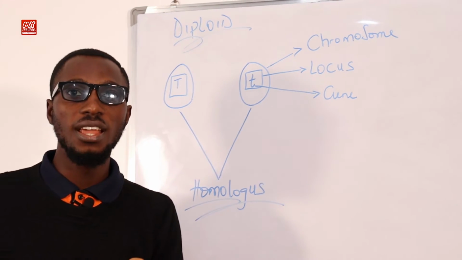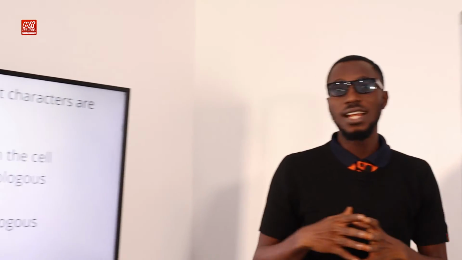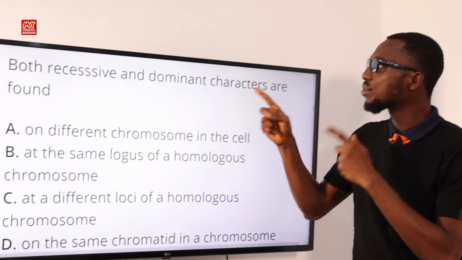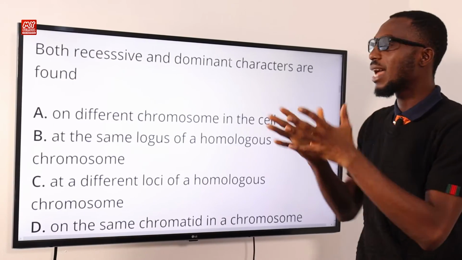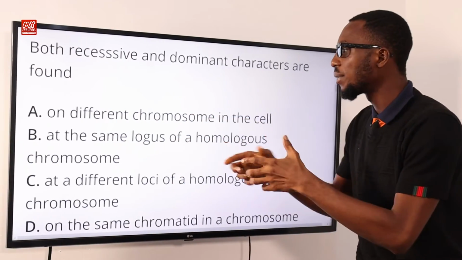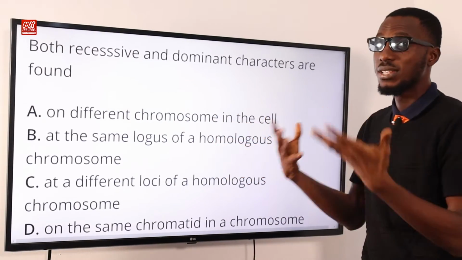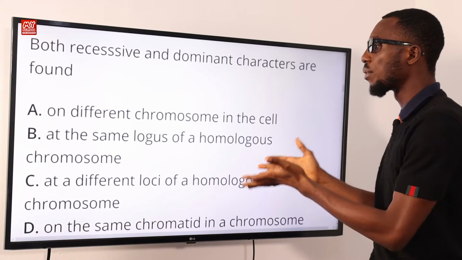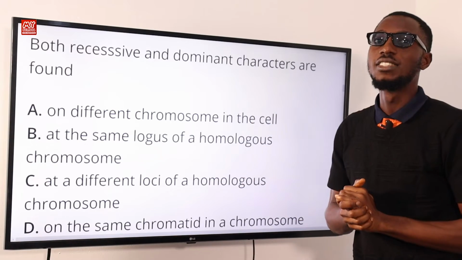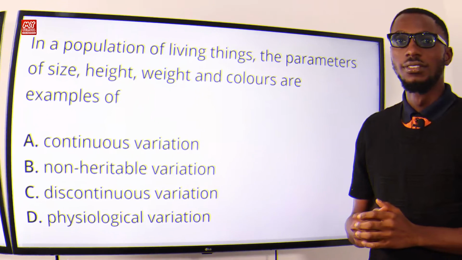So let's go back to the white screen and select the correct option. Both recessive and dominant characters are found where? They are found at the same locus or the same loci of a homologous chromosome. Option B is very correct.